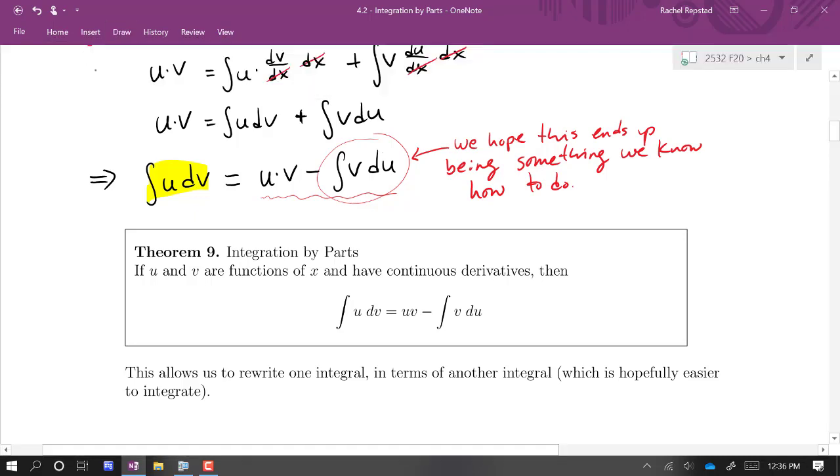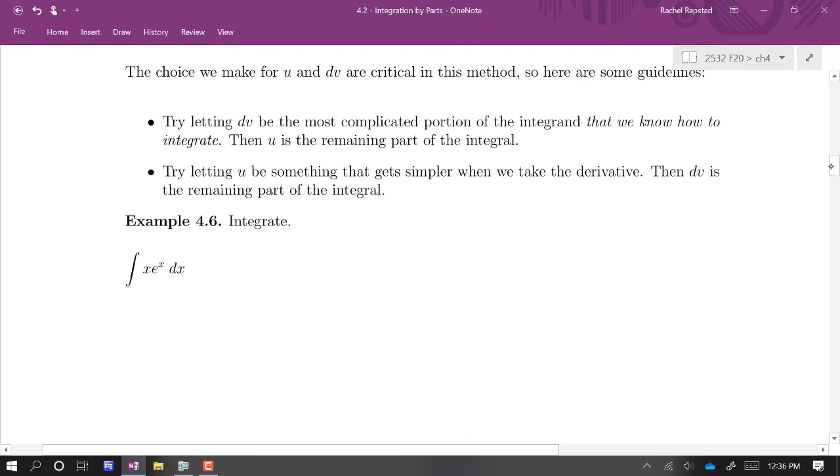Now, because we're making some substitutions, there are choices that we have to make. In that case, it could take a couple of tries, two or three tries, to find what partition of factors works for u and dv. Some general guidance is that dv has to be something we know how to integrate, right? So we're making a choice. This is u, this is dv. Once we make those choices, then we find du from u, and we have to find v from dv. So we have to know how to integrate dv.